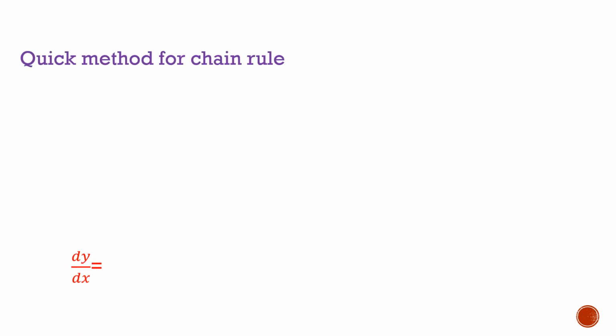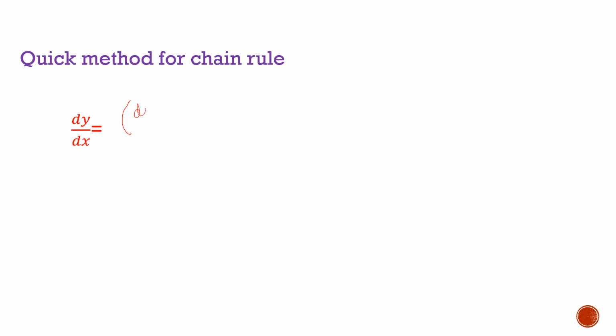Now you need not do all these assumptions where you are imagining u is equal to something and then finding the derivative. There is a quicker way to do this question. So dy over dx, let's understand what it is actually equal to. So dy over dx is what you need to do: you first find the derivative of the outside function.